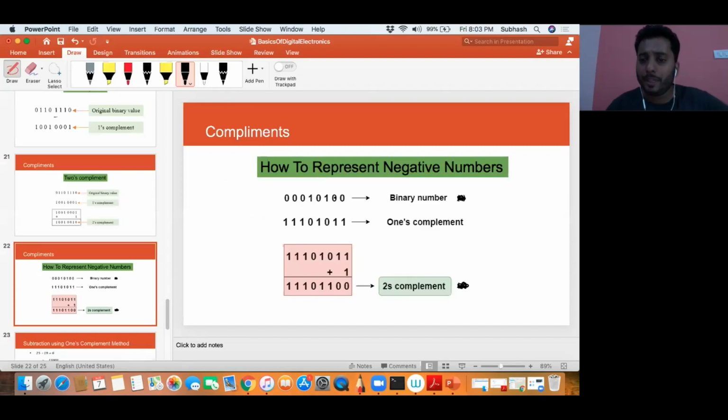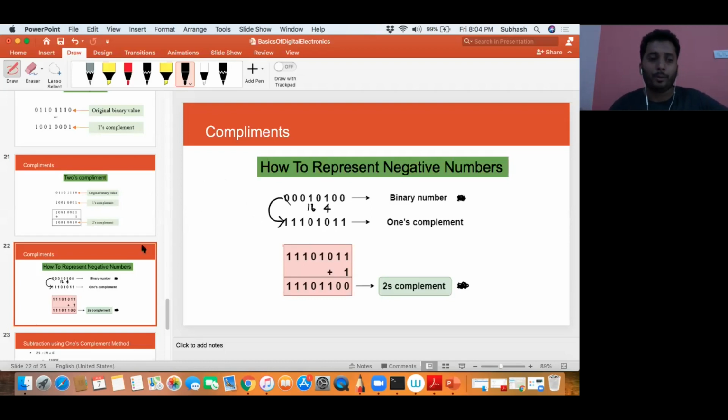The same thing applies here. This is 20: 2 to the power 0 is 1, and this is 16 plus 4, which is 20. If I want to represent its negative value, what will I do? I have to find the ones complement of this number, and to represent it as a negative number, I add 1 to the ones complement. I get the 2's complement of this number, which is nothing but minus 20.